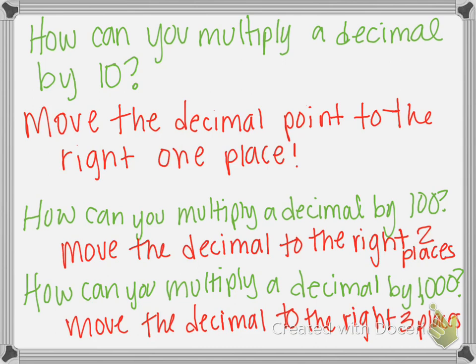So now I'm going to explain. This first one, it says, how can you multiply a decimal by 10? Well, you will move the decimal point to the right 1 place. How do you know it's 1 place? There's only 1 zero in your 10. Okay, next one. How can you multiply a decimal by 100? You move the decimal to the right 2 places. How do I know it's 2 places? Well, 100 has 2 zeros. Last one. How can you multiply a decimal by 1,000? Move the decimal to the right 3 places because there's 3 zeros.